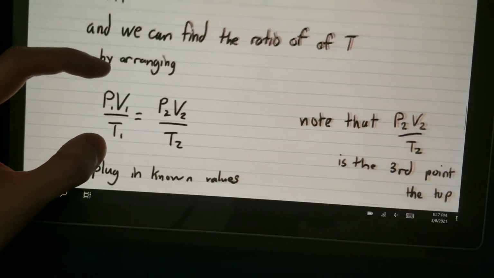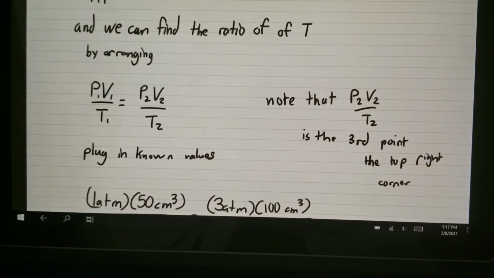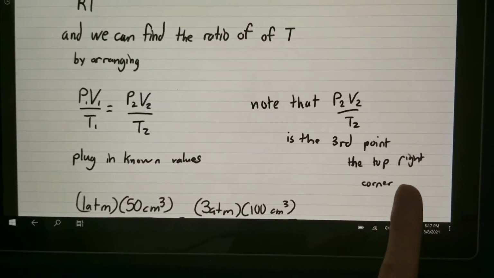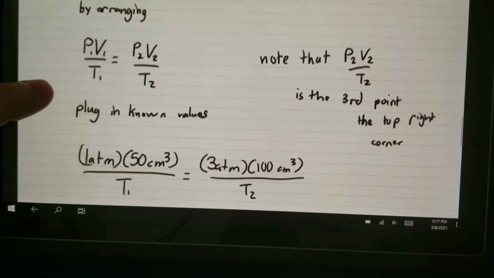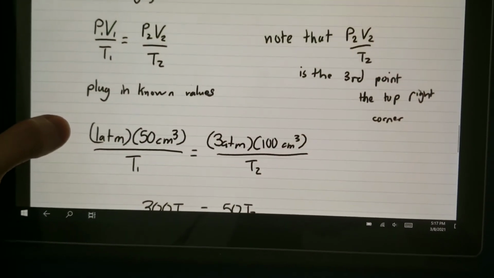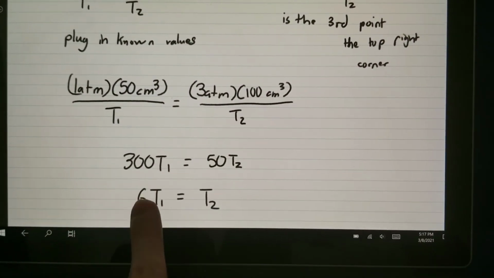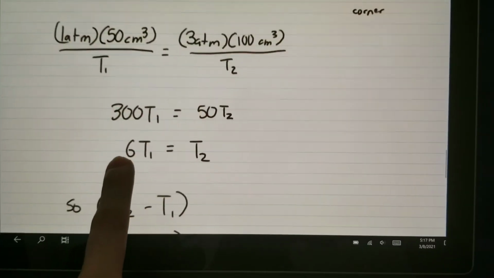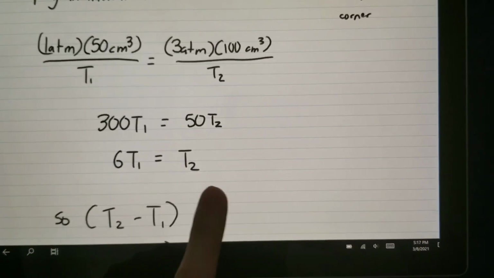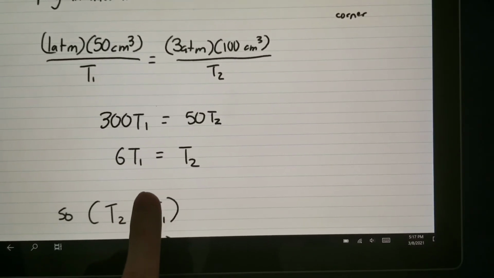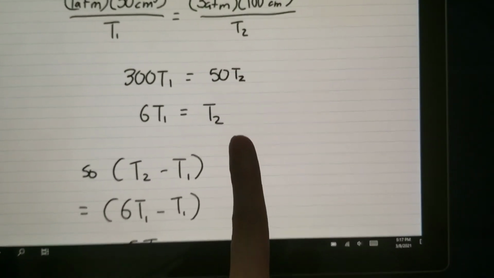I know I wrote P2 V2 T2, but I did that for a more uniform equation. It actually represents the third point, the top right corner in the cycle, rather than the second phase. So plugging in our known values, we ultimately get this format. As we simplify further, we find that the temperature at T2 is equal to 6 times the temperature at T1. Or rather, this is still phase 3 if you're confused at this point.